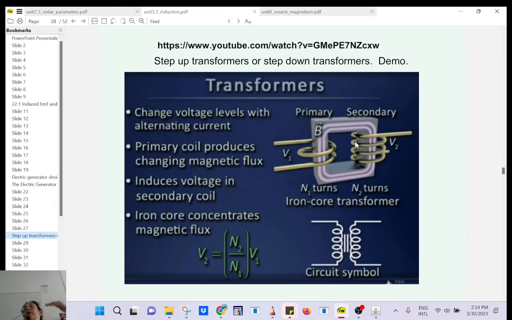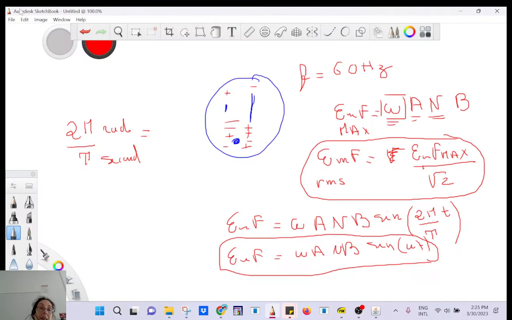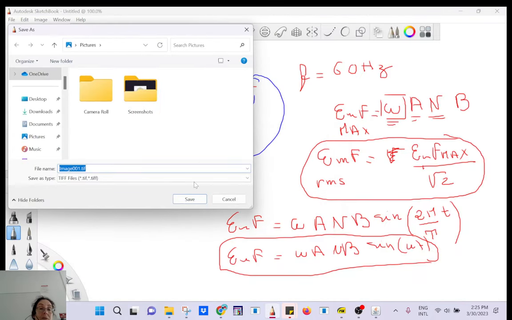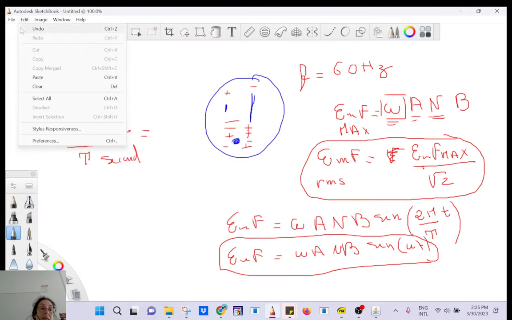So if you step up the voltage, what is it that has to step down? The current, right? Because power is V times I. So what does it mean? How are we going to use that to make a transformer?